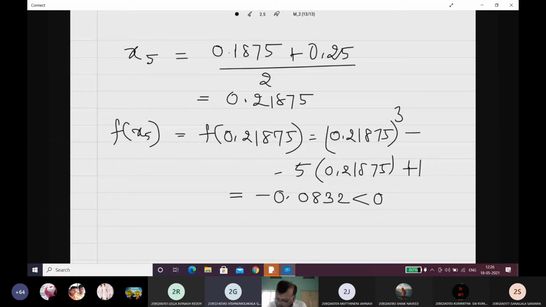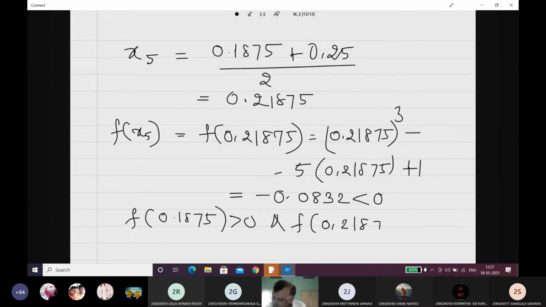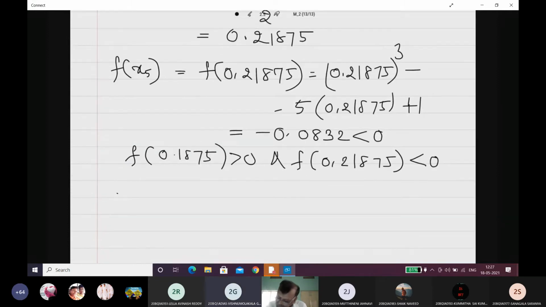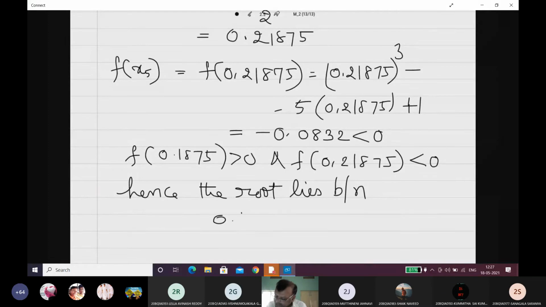The root lies between, therefore we have to write down f of 0.1875 is positive and f of 0.21875 is negative. Hence the root lies between 0.1875 and 0.21875.